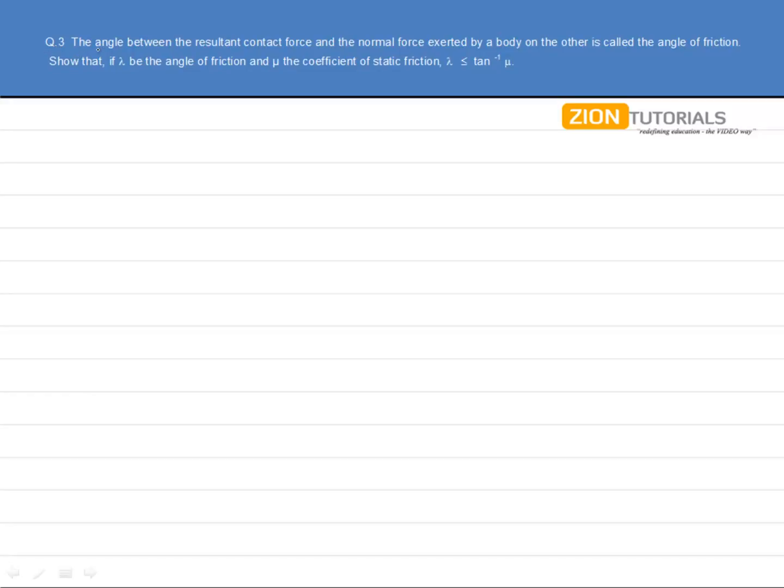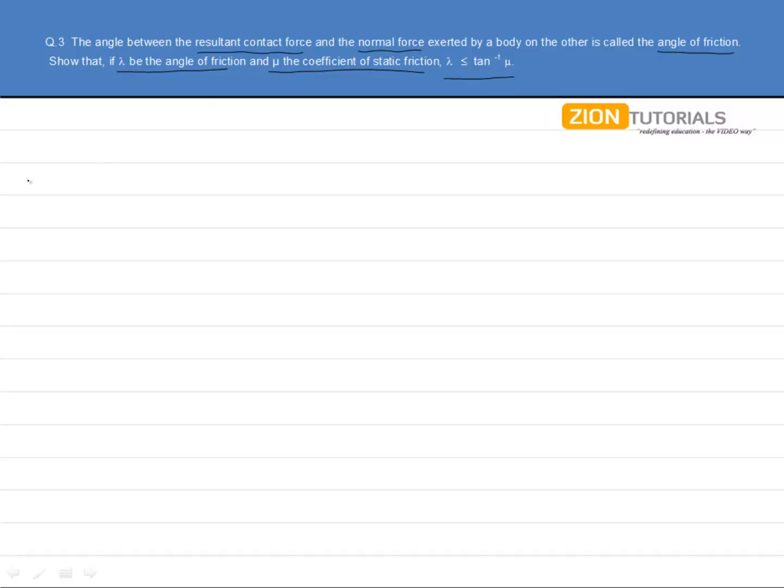As the question says, the angle between the resultant contact force and the normal force exerted by a body on the other side is called the angle of friction. Show that if lambda be the angle of friction and mu the coefficient of static friction, then lambda is less than or equal to tan inverse mu.